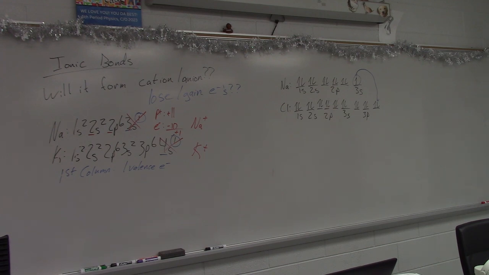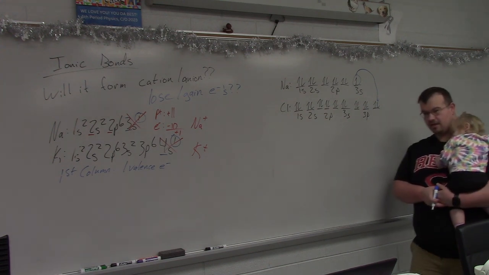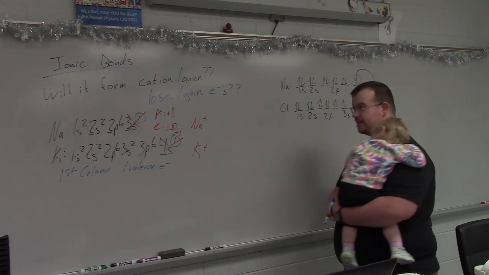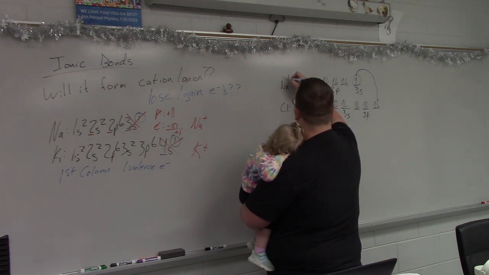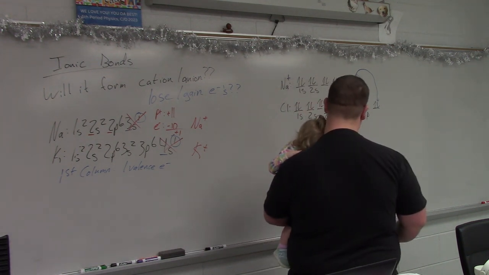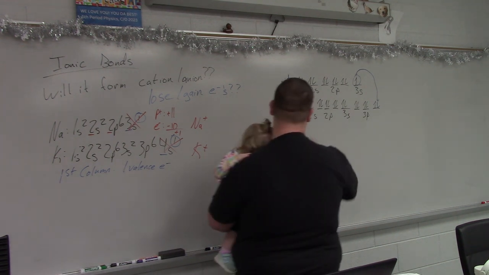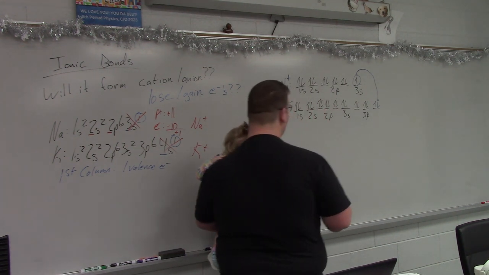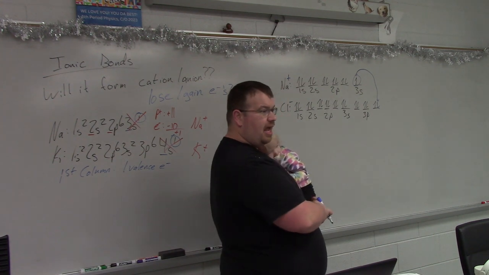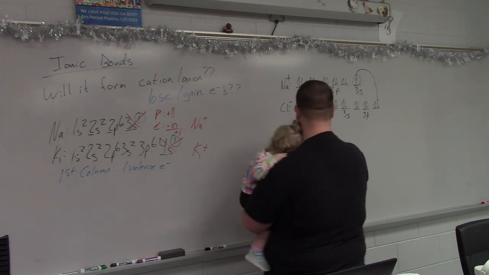But here's the thing that takes place. What did sodium lose? Her Snapchat. Yeah, and an electron, right? So sodium now is positive. Chlorine gained that electron. So it's now negative. What do opposites do? They attract. So now we have sodium chloride.